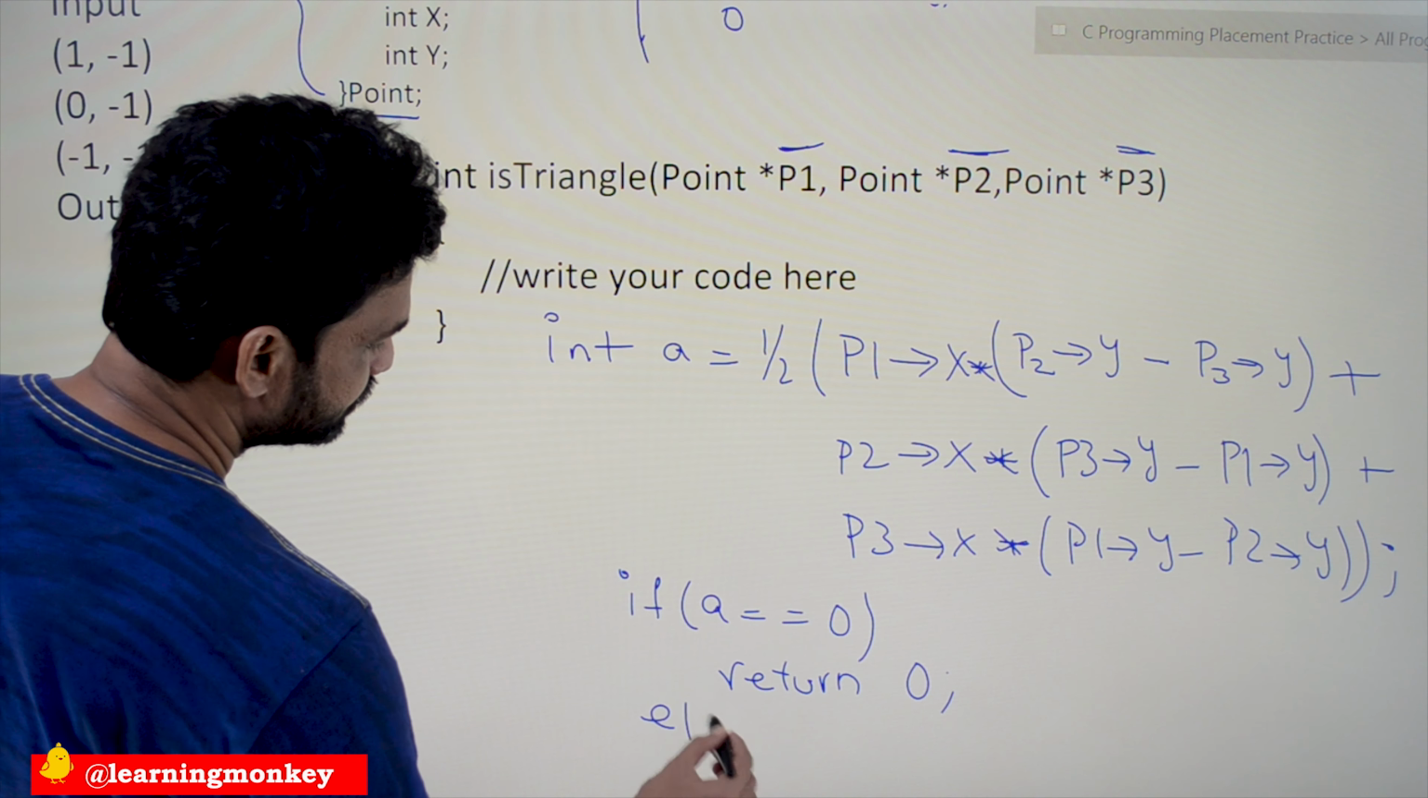If it is other than 0, then it is going to return 1. If it is 0 it is going to return 0. The expected output is 0 or 1, so we have to return either 0 or 1. If the area is 0 we have to return 0. If it has some area, then we are going to return 1. Okay, so this is how we can know whether the given coordinates form a triangle or not.